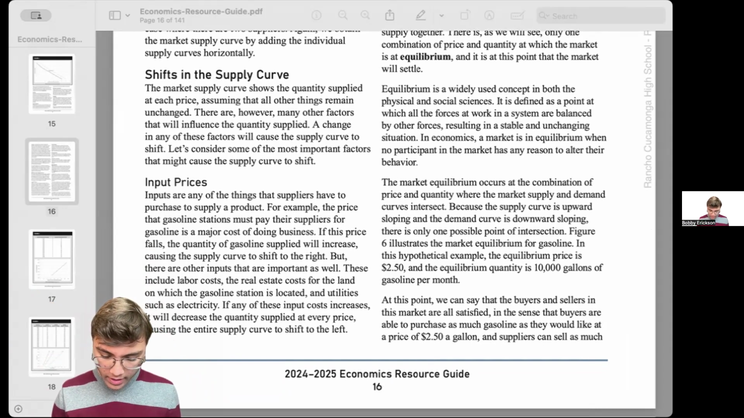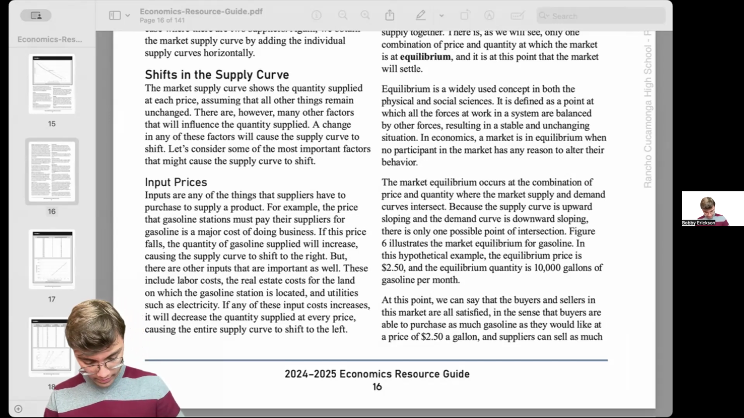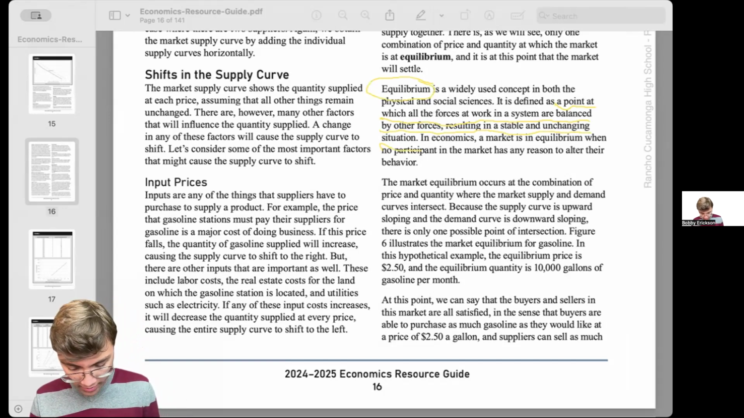And so the specific definition for equilibrium is a point at which all the forces at work in a system are balanced by other forces, resulting in a stable and unchanging situation. This is what equilibrium is. And so in econ, it's when no participant in the market has any reason to alter their behavior. So this is very important.